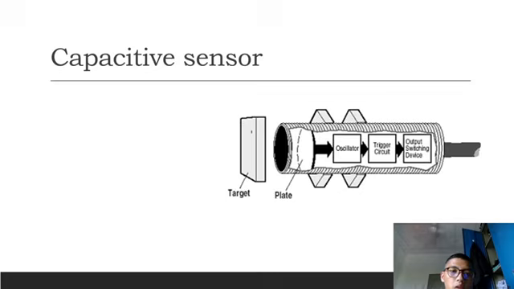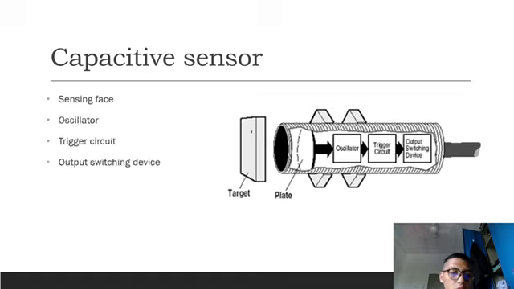So this is the configuration of the capacitive sensor. It has a sensing phase, oscillator, trigger circuit, and output switching device.